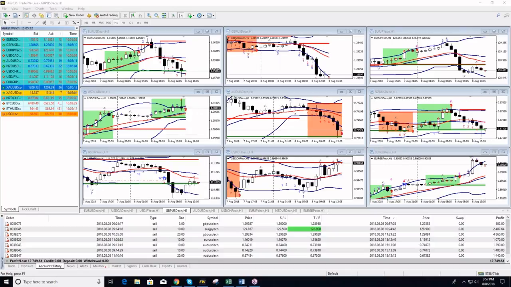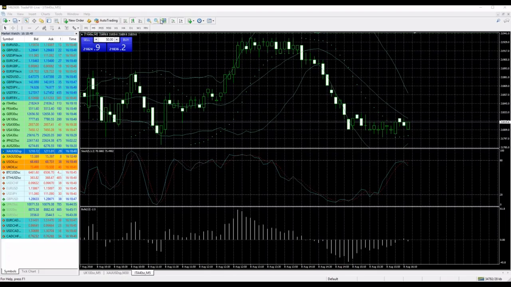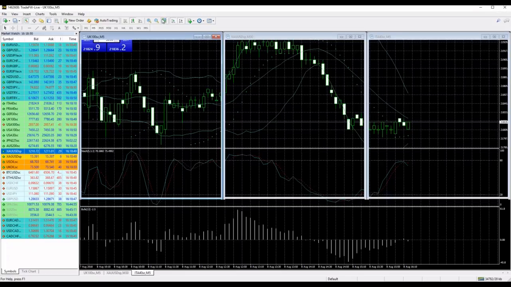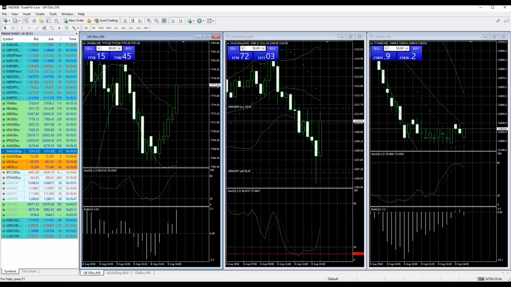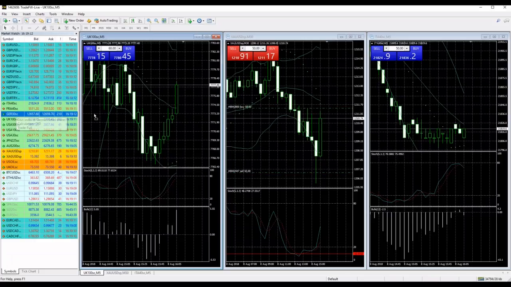So that's why normally I'm having these three screens. Today, oh, this looks nice. Guys, this looks nice, but it's UK 100. No, I will not trade UK 100 now.